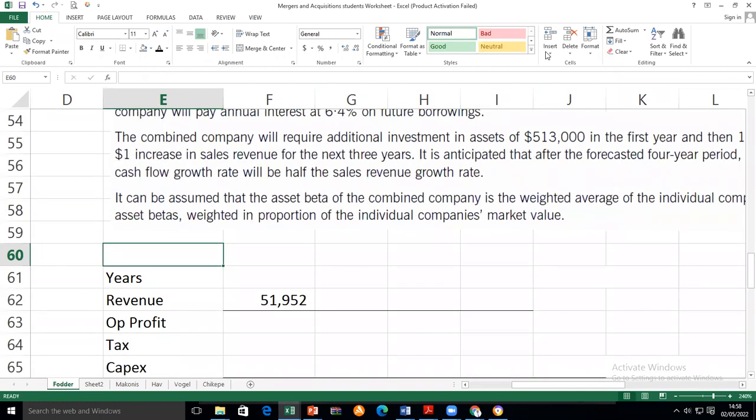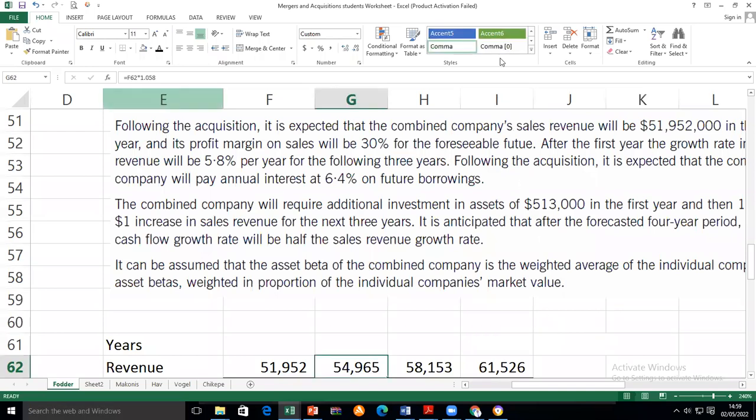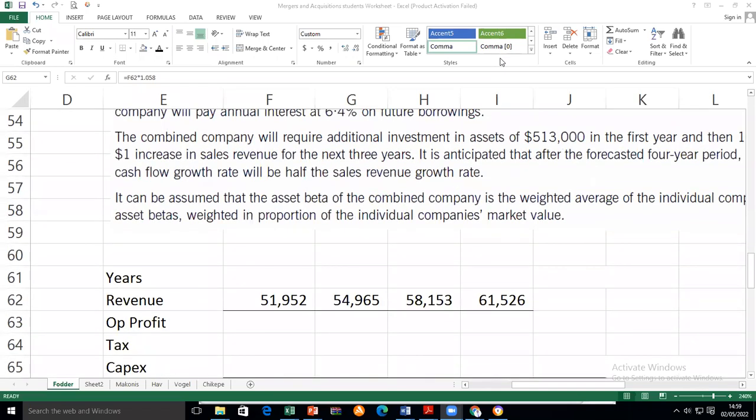Okay, so I'll grow my figures here. You as well, just test, make sure that you're able to get the same. 1.058. If you notice what I've put here, I'm multiplying by 1.058. That's how we're going?